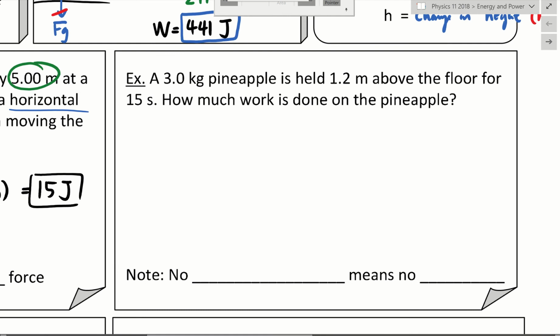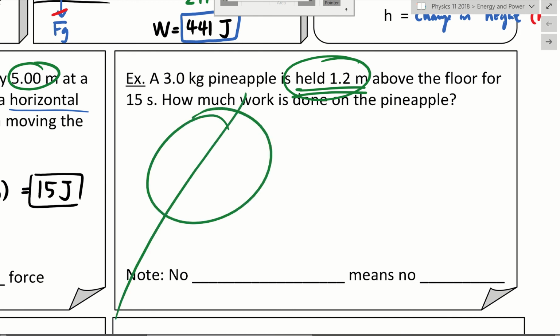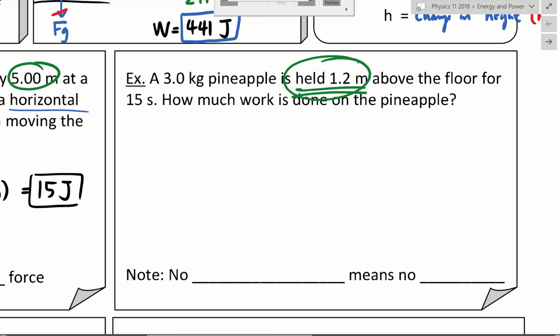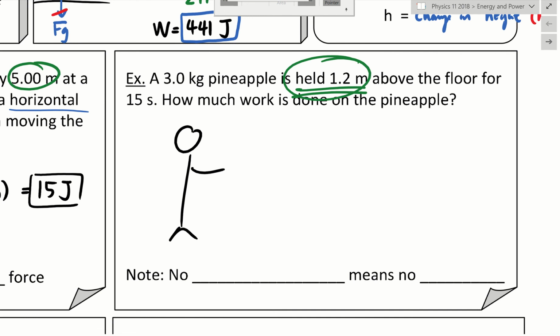Okay, now this is a trick question. Takes like 5 seconds to do on a multiple choice. Someone is holding a pineapple. How much work is done? 0. Someone is holding a pineapple. Holding something does not mean work is done on it, remember.